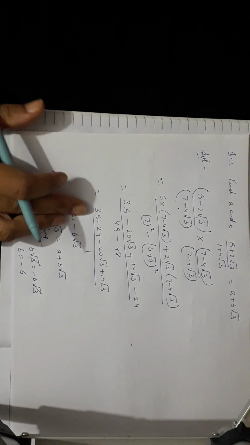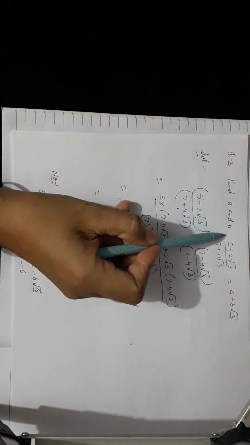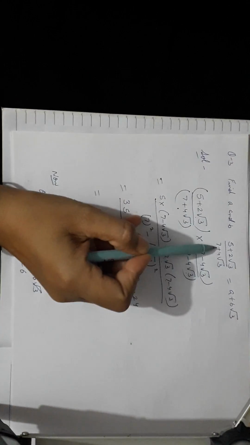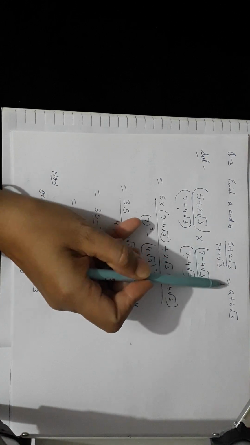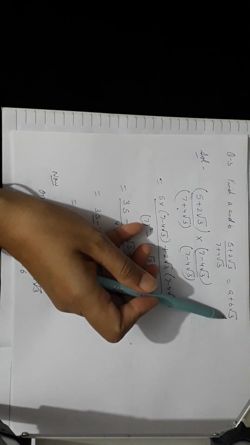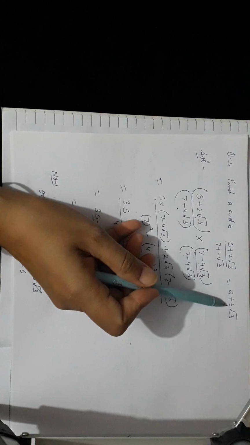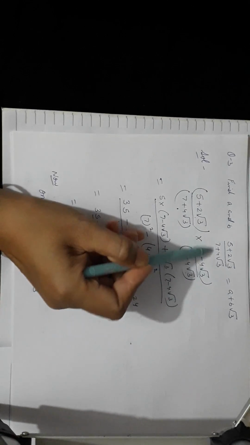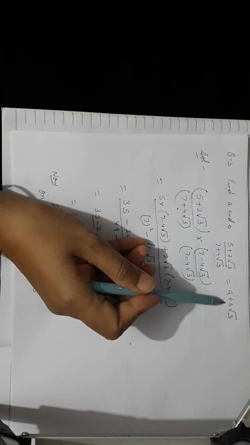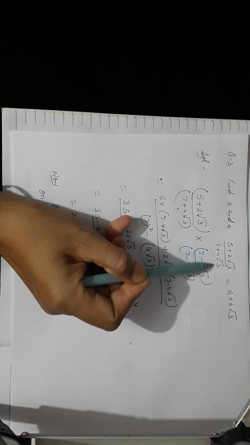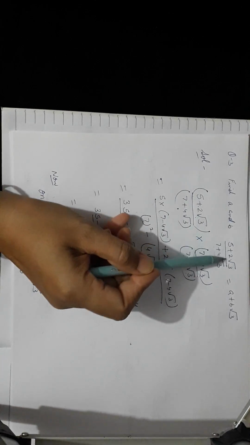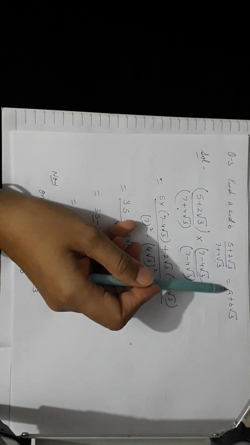Question number 3 of the worksheet is: find A and B if (5 + 2√3)/(7 + 4√3) = A + B√3. So we have to find the value of A and B. You can see we have the LHS of the equation and the RHS of the equation. We will solve the LHS and then compare it with the RHS. We will get the values of A and B.